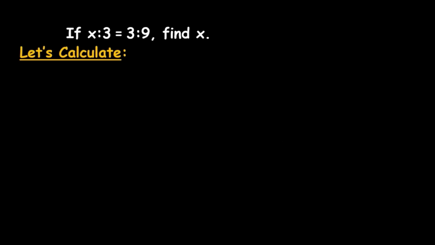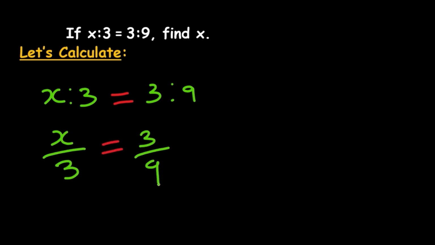Let's solve for x. Given the ratio, x is to 3 as 3 is to 9. As a fraction, this means x divided by 3 equals 3/9. Cross multiply. 9x is equal to 3 times 3.